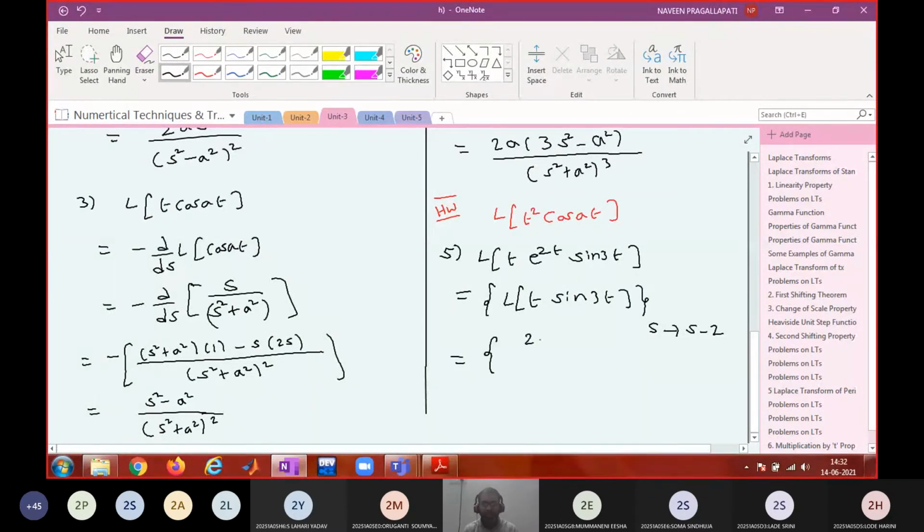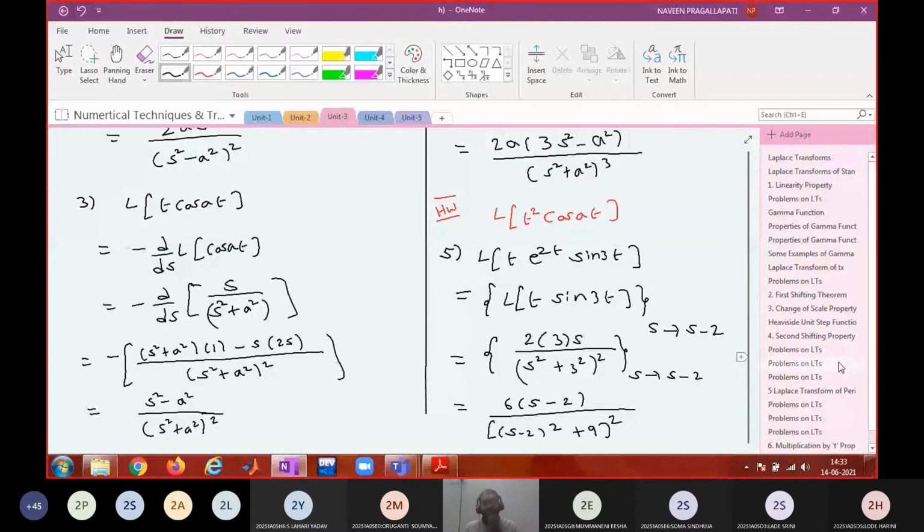That is 2as over (s square plus a square) whole square. So what is a here? 3. So 6s by (s square plus 3 square) whole square. Now simply replace s with s minus 2. So what is the final answer? 6 into (s minus 2), over (s minus 2) whole square plus 9 whole square. Is it fine? So problems may be like this, a combination of 2-3 properties.